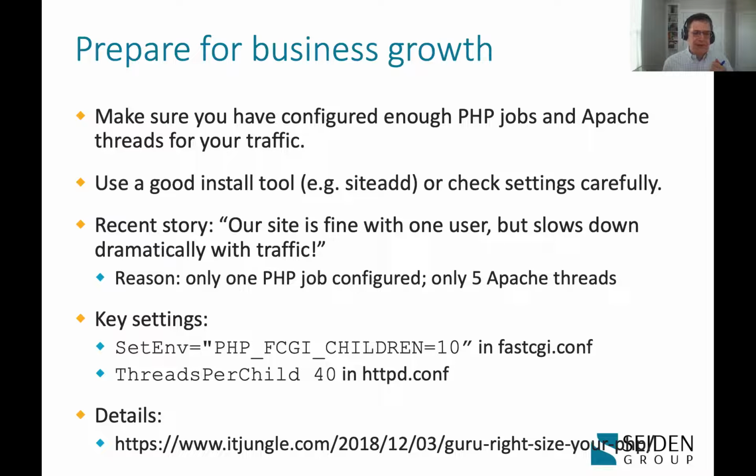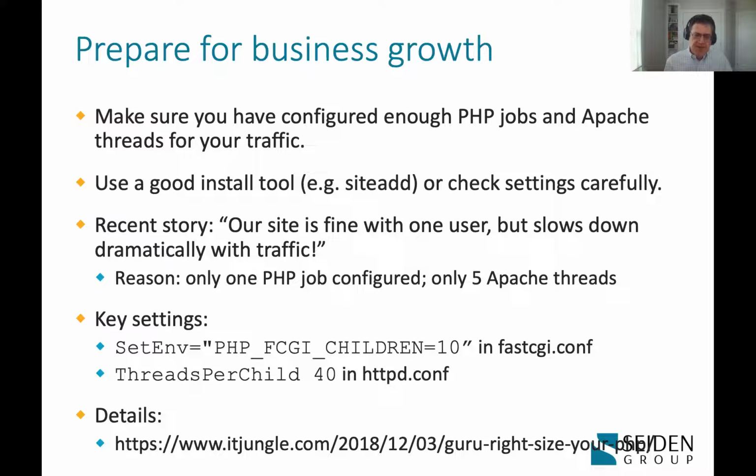But a couple of weeks ago, we worked with a company that said our site is doing fine with one user, but it slows down if any amount of traffic comes in. So why was that happening? When we looked into it, we saw that it wasn't configured properly. There was only one PHP job running. That can't accommodate a lot of users at once. You need multiple jobs. And Apache was limited to only 5 threads. This is roughly analogous to the number of users you would like to accommodate.